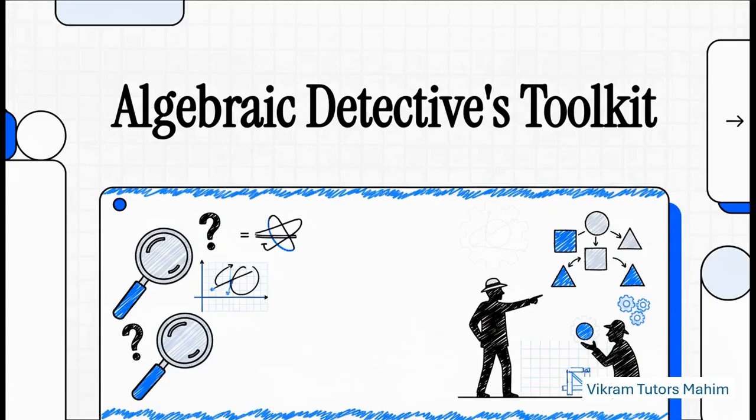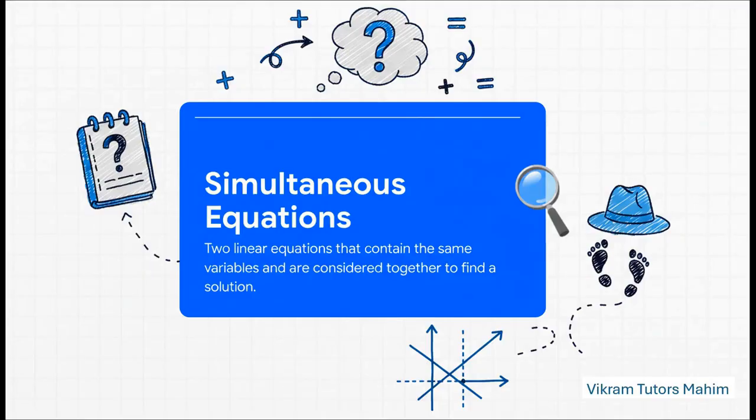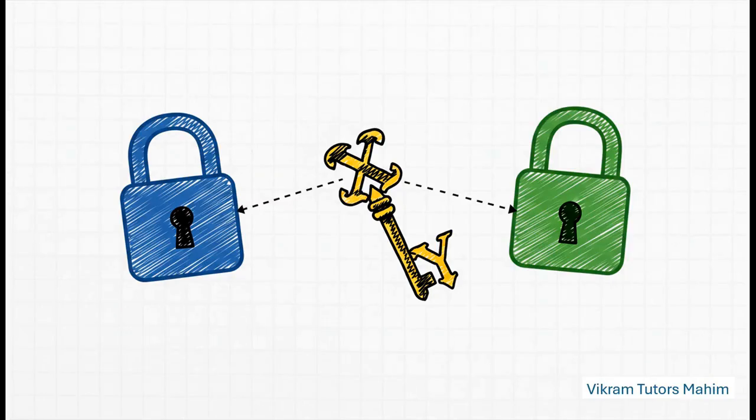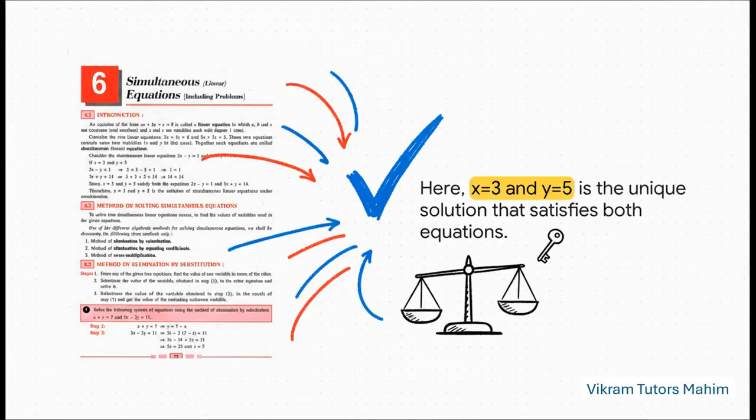All right, detectives, today we're going to crack the case of simultaneous equations. Let's open our toolkit. So what are we up against? Simultaneous equations. They're basically two clues that share the same mystery variables. Our mission is to find the one pair of values for x and y that makes both equations true. Like here, for example. The only solution that works for both is x equals 3 and y equals 5.